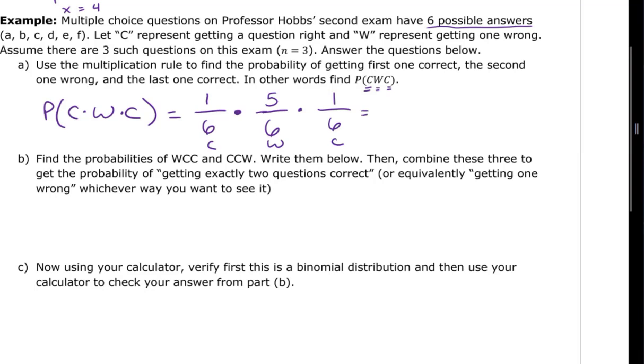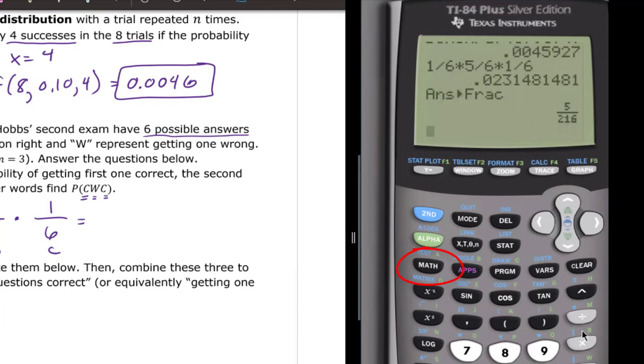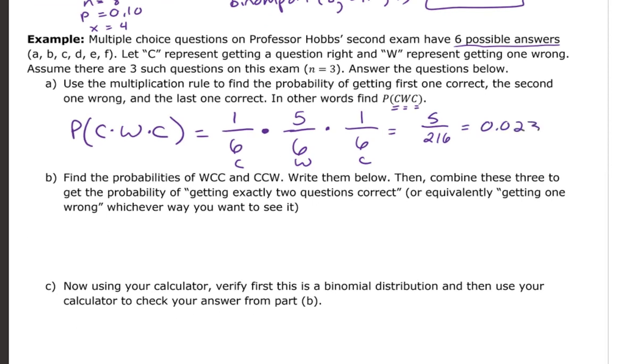And this is just like something we would have done back in section 4.2, where we multiply these fractions together. So when we do 1/6 times 5/6 times 1/6, we end up getting 0.0231. You can actually make it into a fraction if you want to, by hitting the math key, then number 1, convert to fraction. If you want to see it as a fraction, it's 5/216, which is 0.0231 to 4 decimal places. Okay.